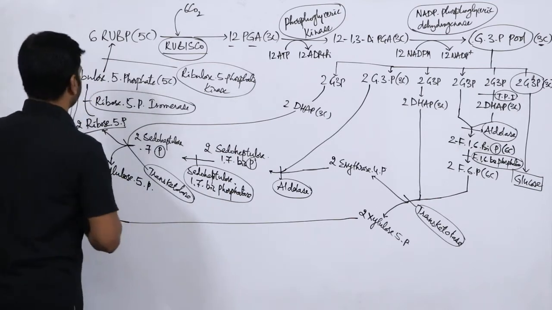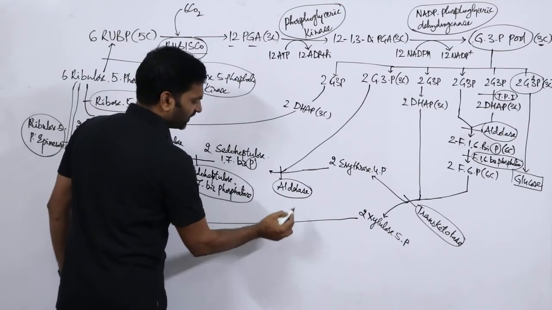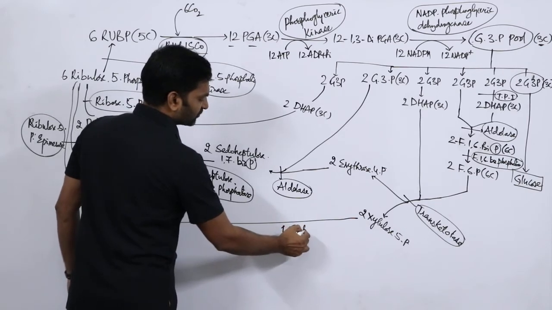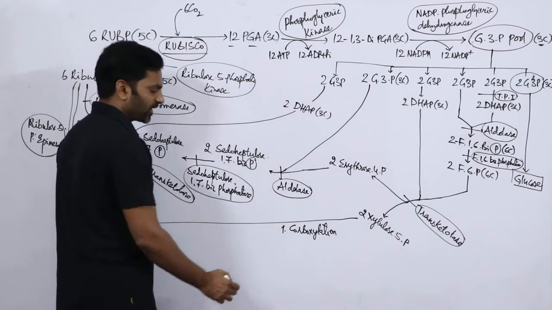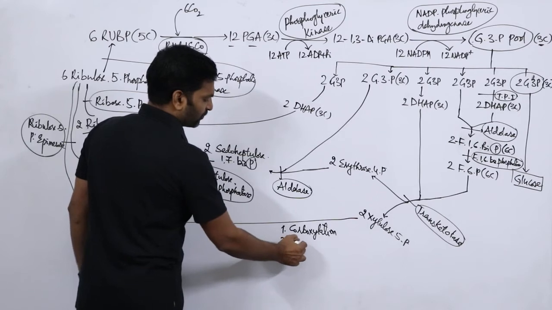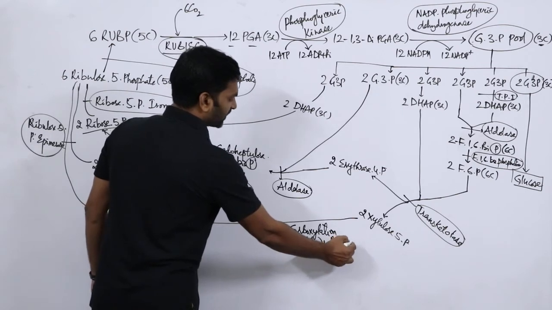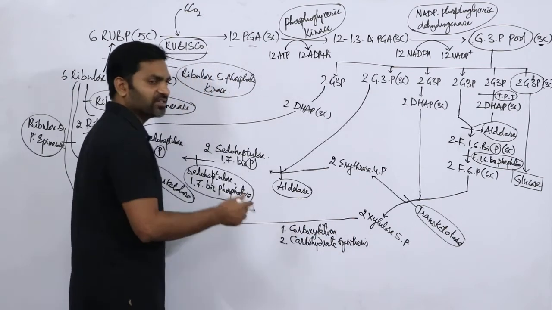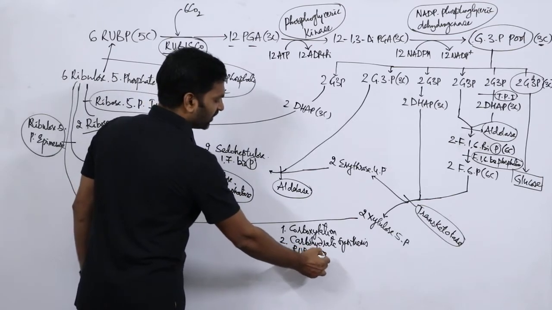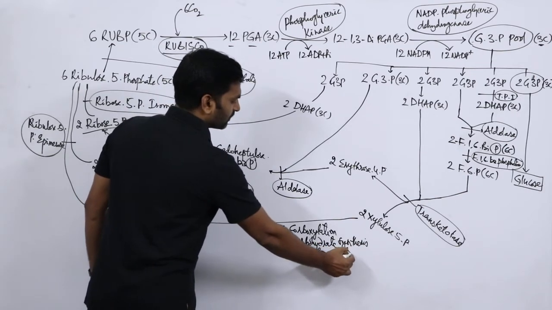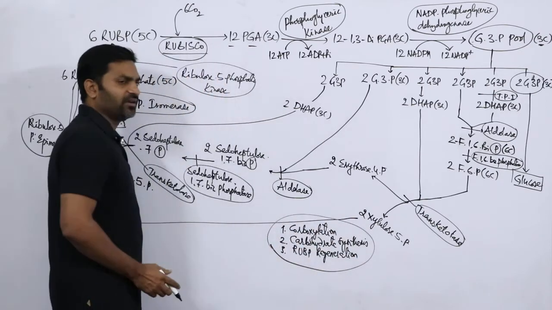You have three steps. Remember, the first step is carboxylation. Carboxylation is the first step of the C3 cycle. The second one is carbohydrate synthesis, or you can say glucose synthesis. Then number 3 is RuBP regeneration, the regeneration of RuBP. So these are the three steps in the C3 cycle.